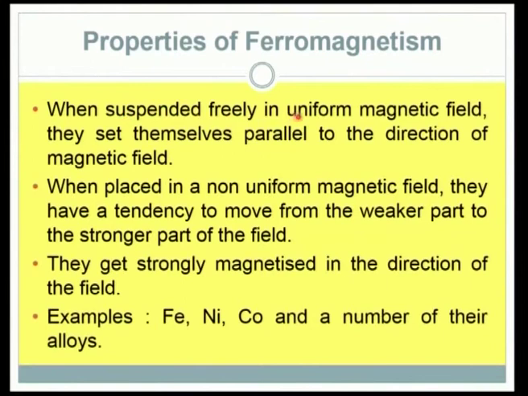And what are the other properties? When suspended freely in a uniform magnetic field, they set themselves parallel to the direction of the magnetic field. When placed in a non-uniform magnetic field, they have a tendency to move from the weaker part to the stronger part of the field. They get strongly magnetized in the direction of the field. Examples of ferromagnetic materials are iron, nickel and cobalt, and a number of alloys of these compounds, which are also found to be ferromagnetic in nature.